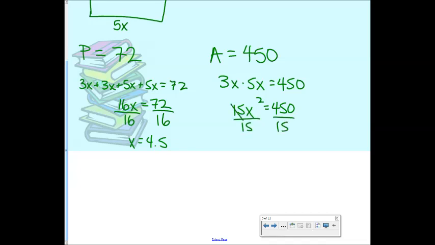What do I have left on this side? X squared equals, and then 15 goes into 45 how many times? 3. So this would be 30. How would I finish this?